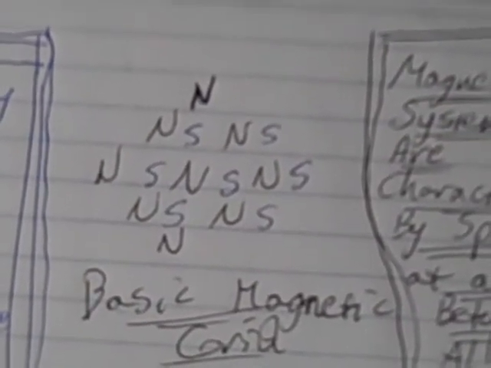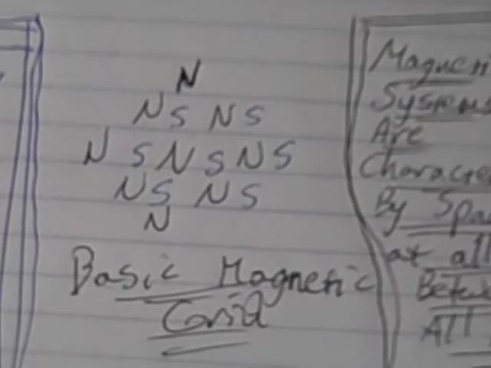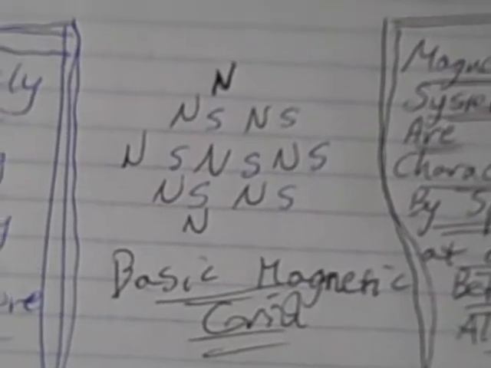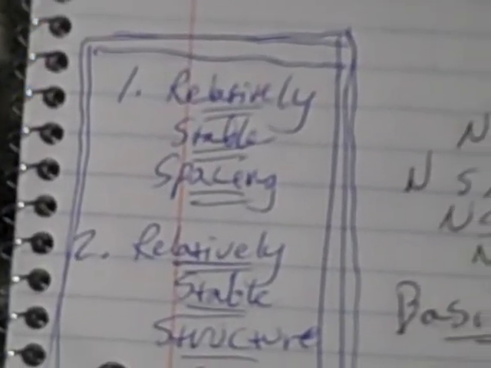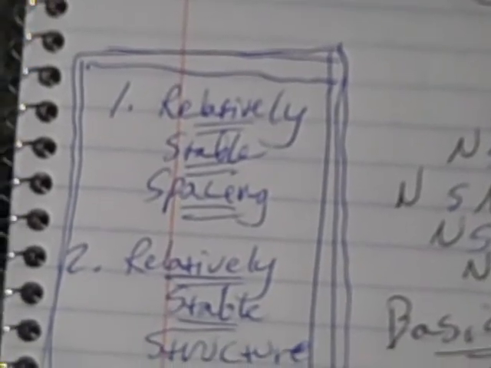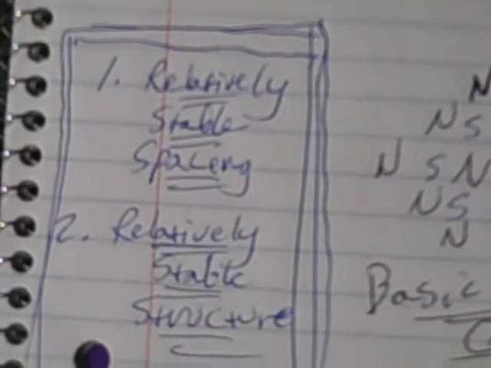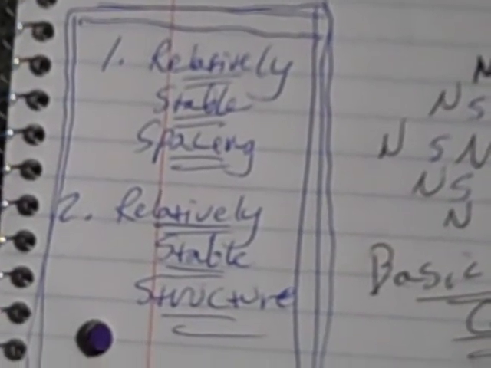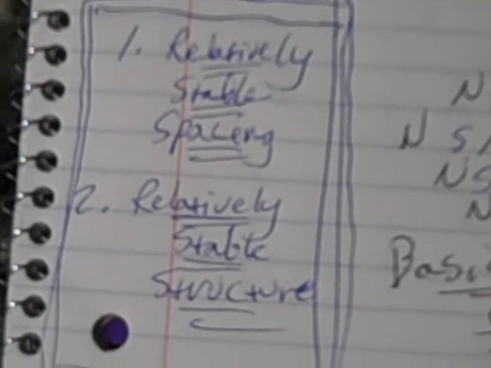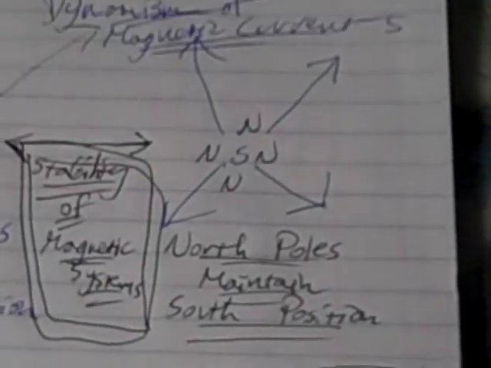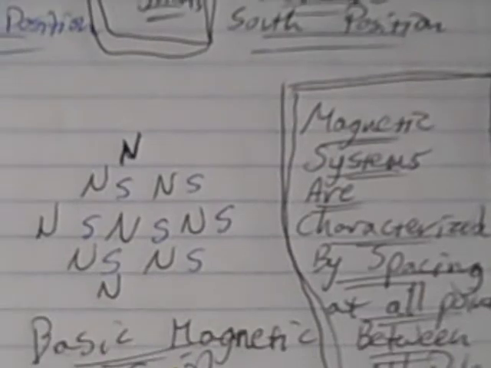So here again is the basic grid, which you can keep building to whatever scale and whatever form to accurately model reality. But the important thing to keep in mind is that the end result of this kind of structuring and patterning of magnetism is two things: relatively stable spacing and a relatively stable structure. But of course, it's inherently dynamic as well, as you can see from all of the arrows.